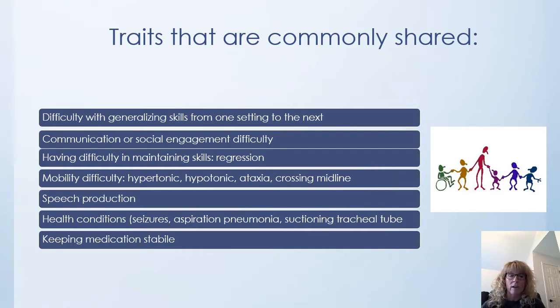Some other areas would be mobility difficulty. Maybe they're hypertonic, hypotonic, have ataxia, or have trouble crossing midline. Speech production is another trait that's commonly shared.